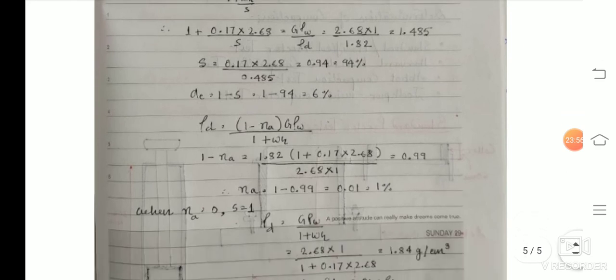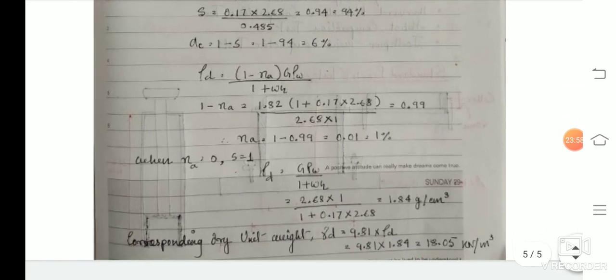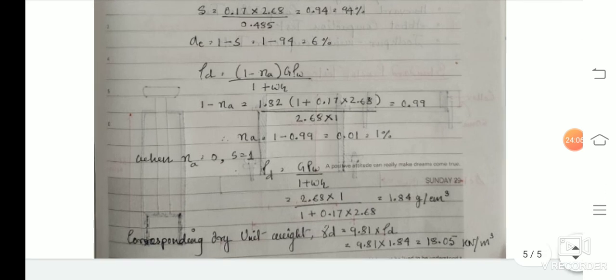Next, we have to find the maximum dry density corresponding to the zero air void line. For zero air voids, we substitute na equals 0, or S equals 1. Then rho d equals G rho w divided by 1 plus wG. With G as 2.68, rho w as 1, and water content as 0.17, substituting all these values, we get the dry density as 1.84 gram per cc.